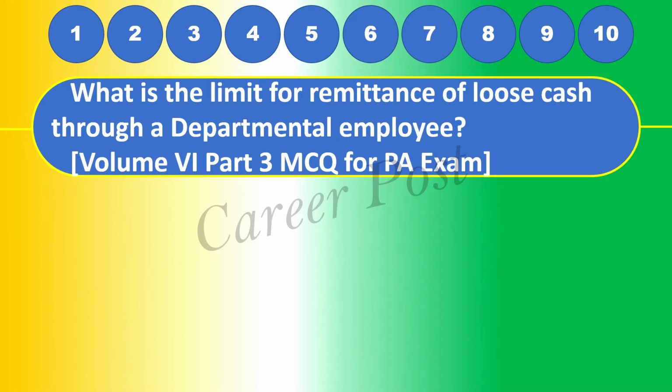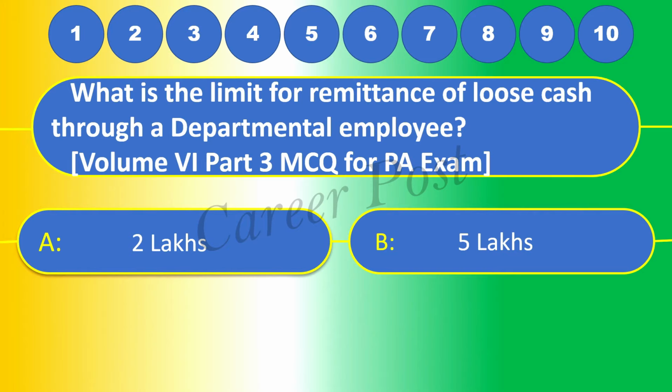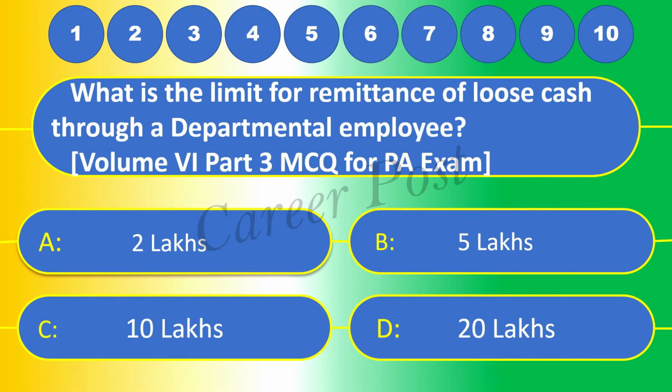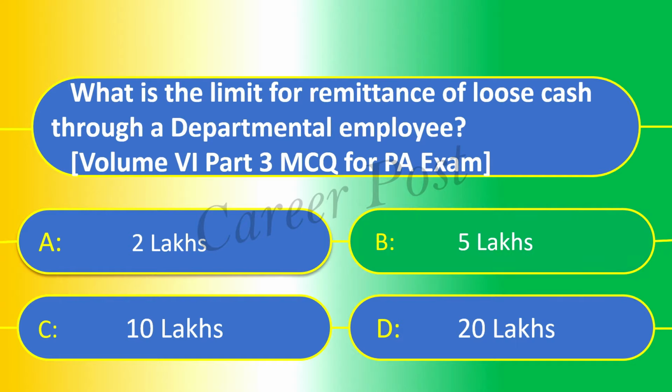Next question. What is the limit for remittance of loose cash through departmental employee? This you should understand: a single departmental employee. A 2 lakhs, B 5 lakhs, C 10 lakhs, D 20 lakhs. Your time starts now. The answer is 5 lakhs. For loose cash through departmental employee, the maximum limit is 5 lakhs.